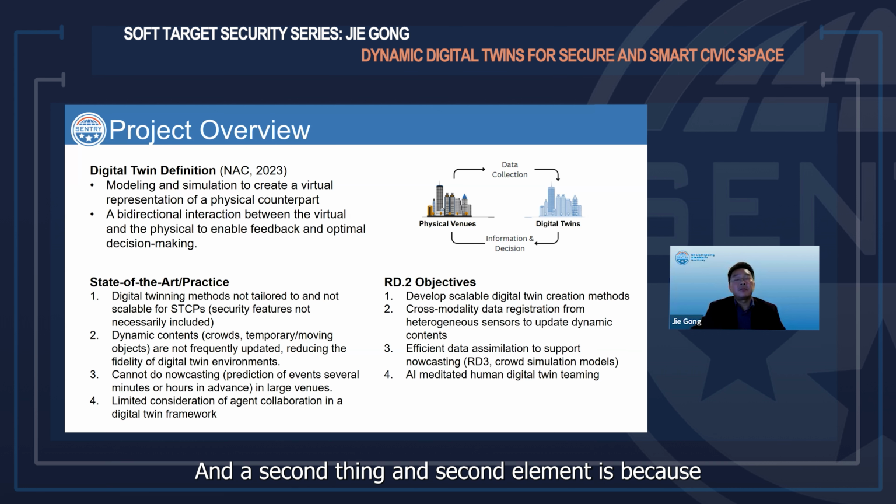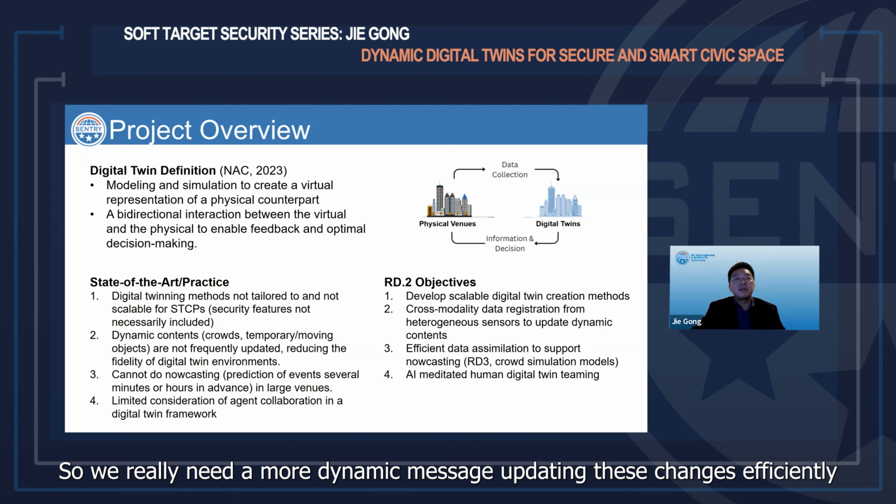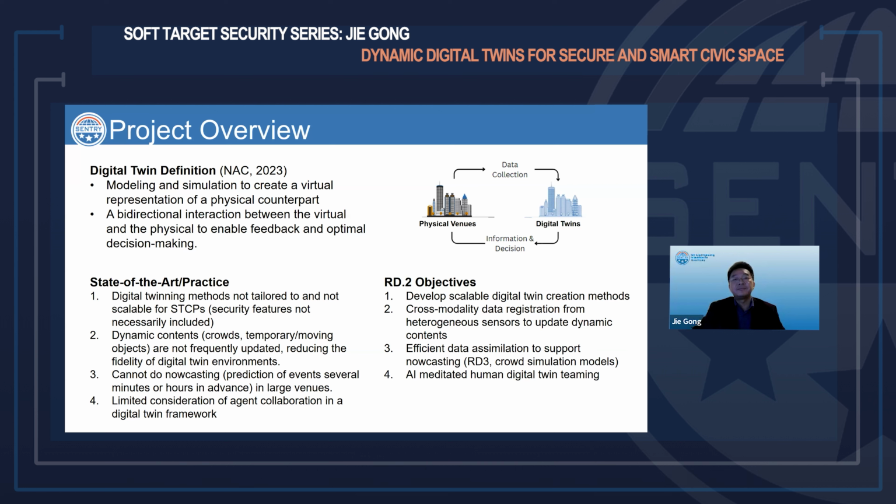The second element is that these soft targets and crowded places are often not closed systems and are less controlled, so we see a lot of dynamic elements here, like crowds and temporary objects such as barriers put up. Those are not easy to update in current digital twin practices, and that reduces the fidelity of digital environments. So we really need a more dynamic method of updating these changes efficiently.